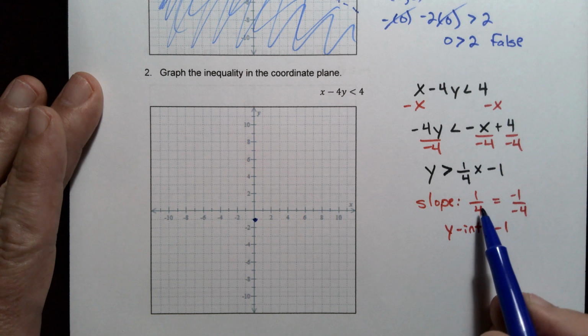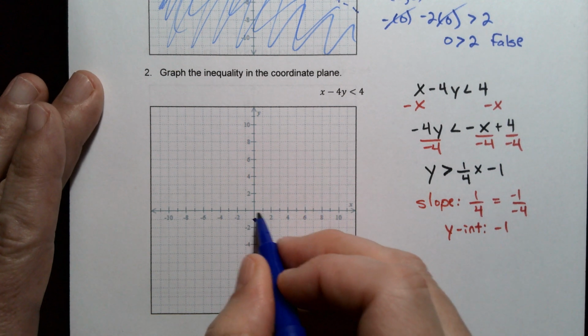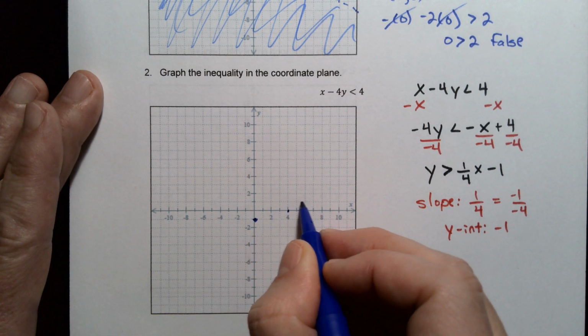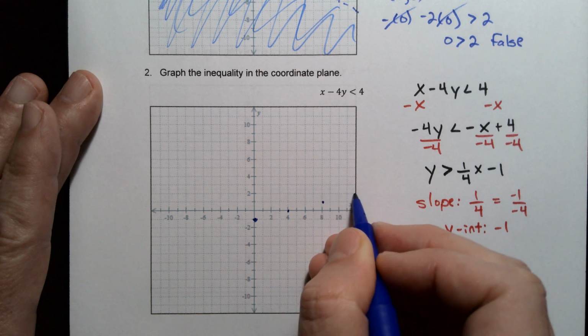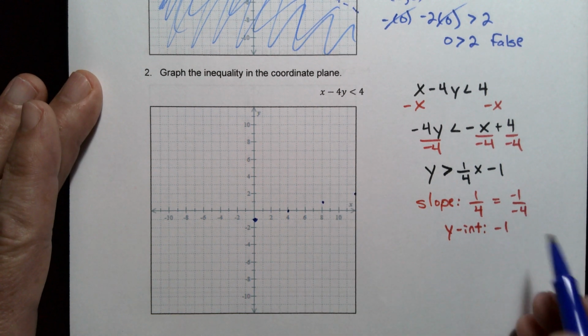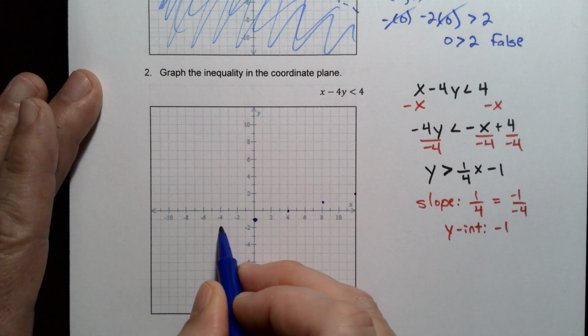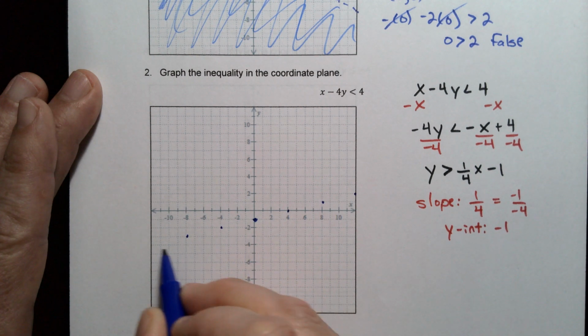Up 1, right 4, up 1, right 4, up 1, right 4. There we go. Could also use down 1, left 4. So down 1, left 4, down 1, left 4, and down 1, left 4.